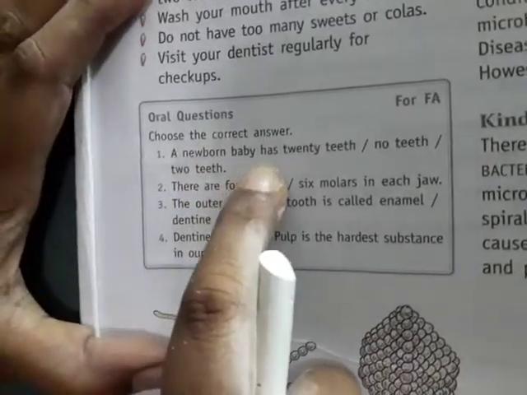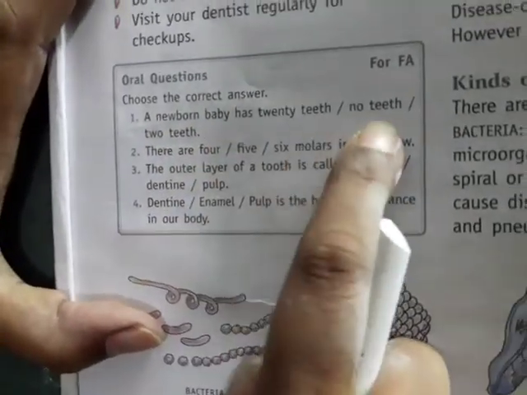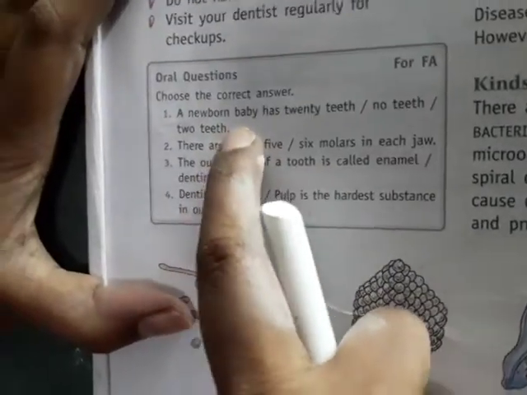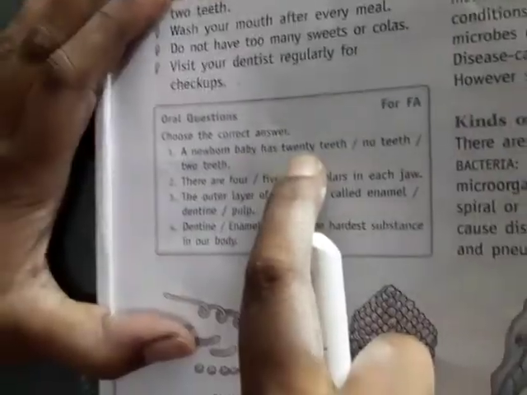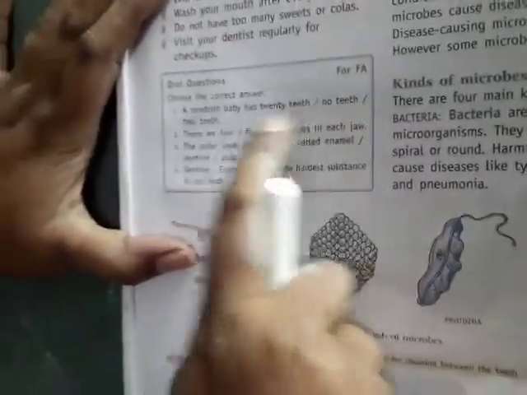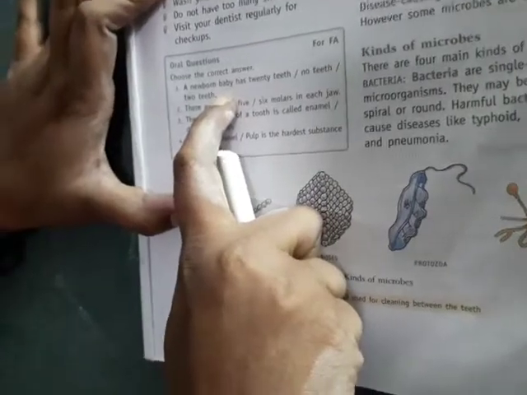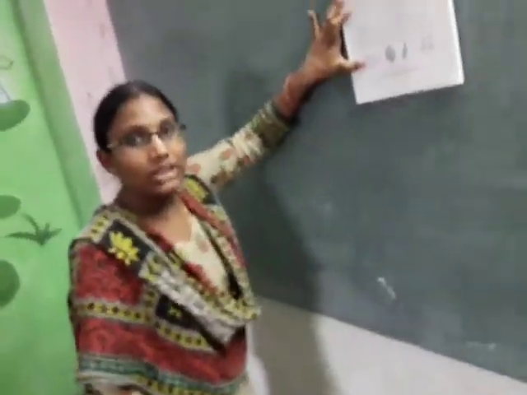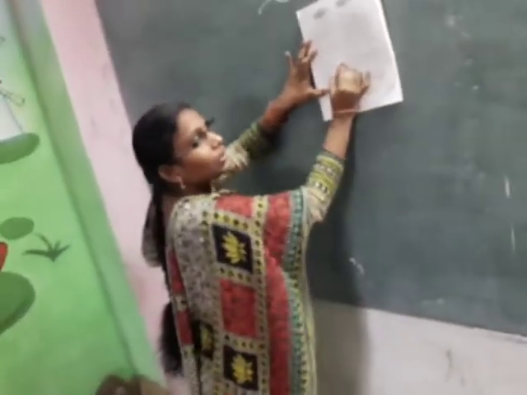A newborn baby has 20 teeth, no teeth, or 2 teeth. How many teeth does a newborn baby have? No teeth. Here, tick the no teeth.